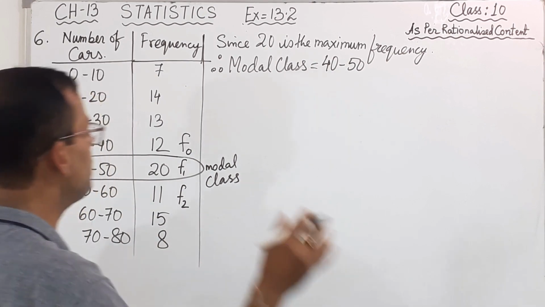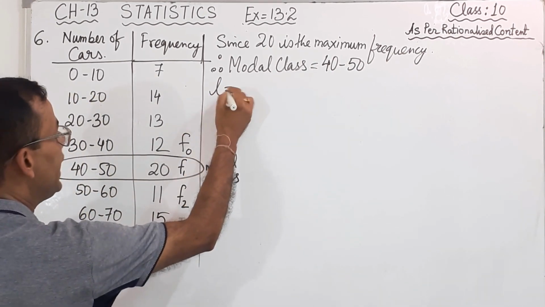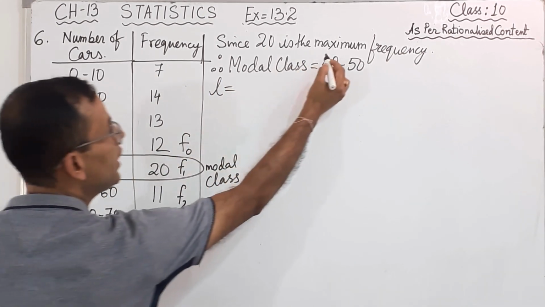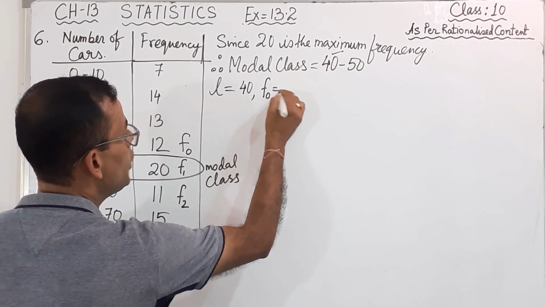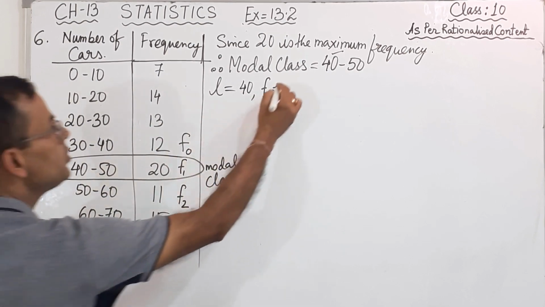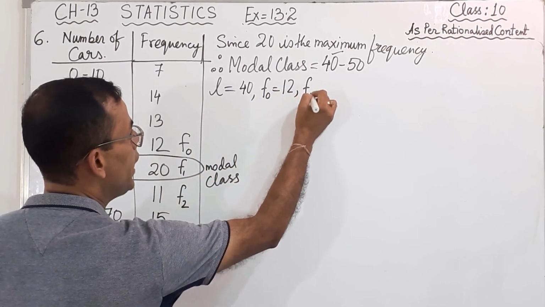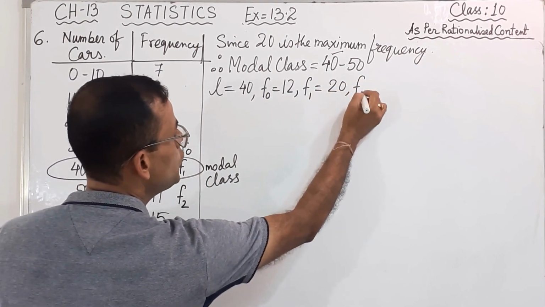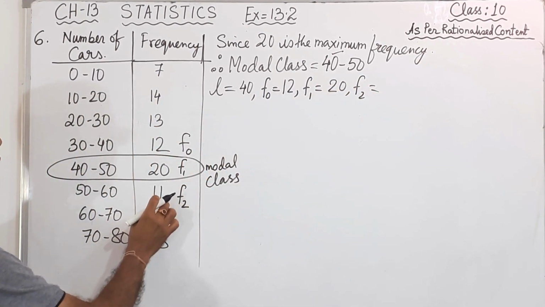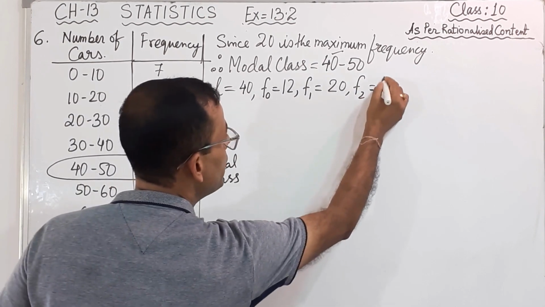Clear? Very simple. Now I will write L. L is how much? 40 to 50, the lower one. So 40. Then F0. How much is F0? 12. Okay. Then F1. How much is F1? 20. Can you see? And F2 is how much? F2 is 11.